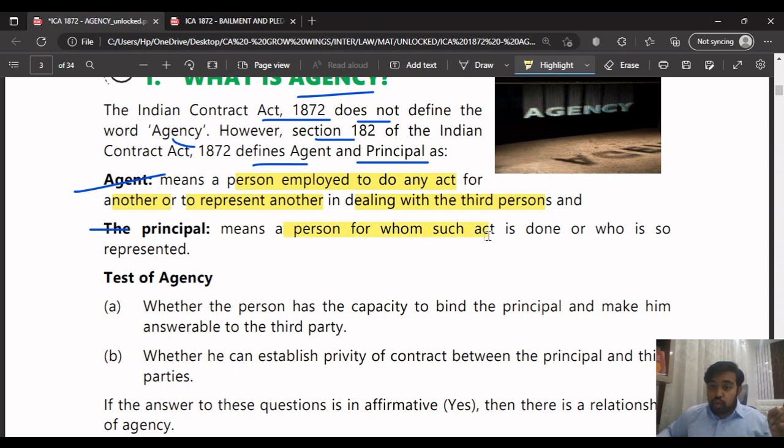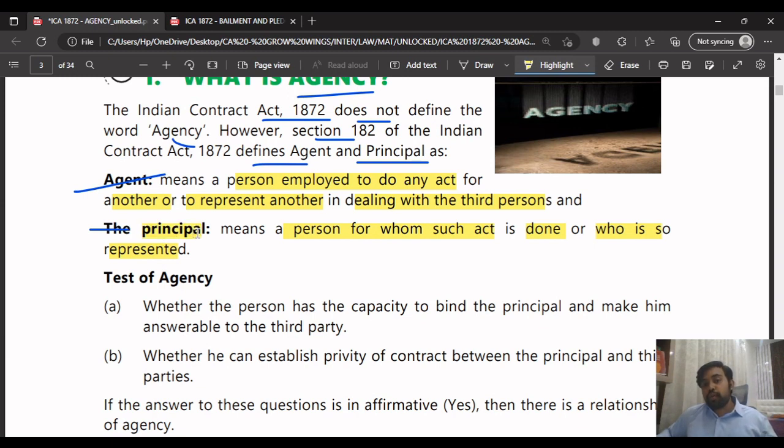Principal means a person for whom such act is done, for whom they are doing that. The employee who is working in a partnership firm is working for whom? For the principal. He is working on behalf of the principal and doing an act on behalf of the principal. Suppose you are added as an article and you are representing the firm in front of the client. The person for whom the act is done, who is so represented, is the principal. You are representing the principal of the firm.